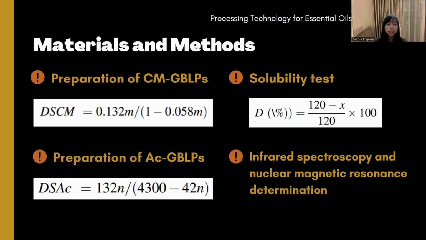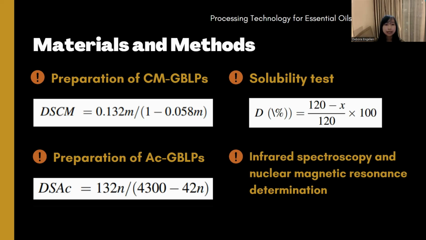For this part, 10 milligrams of CM-GBLPS was added to 10 milliliters of sodium hydroxide solution, 0.01 mole per liter, and stirred in a water bath at 45 degrees Celsius for 30 minutes. And then the solution was titrated with 0.01 mole per liter HCl using phenolphthalein as indicator. And then we calculate the degree of substitution of CM-GBLPS, symbolized as DSCM.